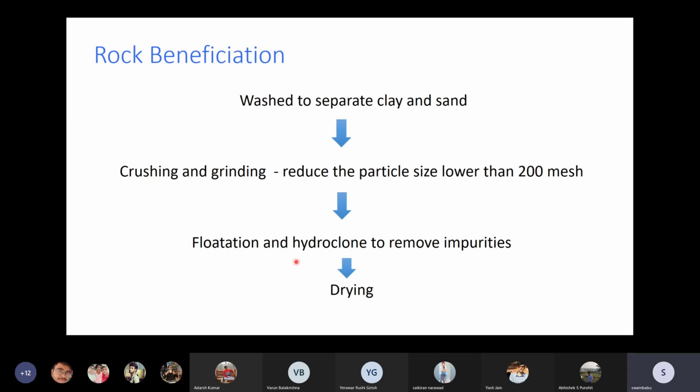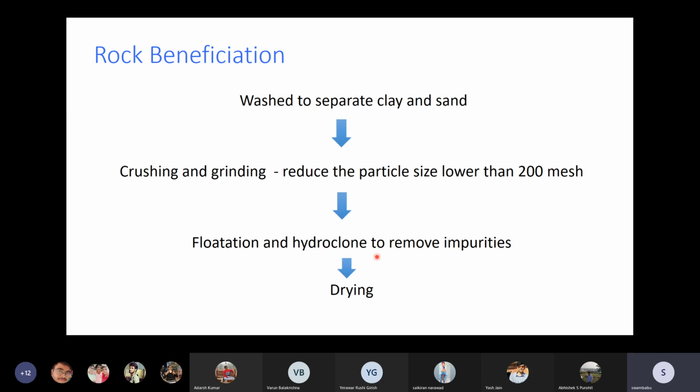Now, whenever we have particles in a liquid medium, to separate them we use a hydrocyclone or a settling chamber. Since the particle size is lower than 200 mesh and very small, settling chambers will not work. So they use a hydrocyclone to separate the particles after the flotation.